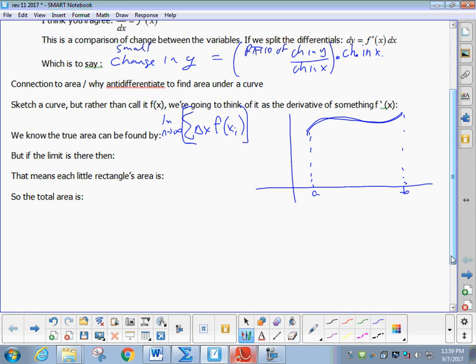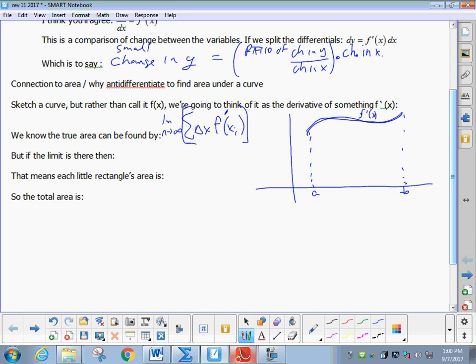So, oh darn it, there's got to be a better way, and here it comes. Instead of calling this f of x, I'm going to say, you know what? It could be the derivative of something. I'm going to call it f prime, and think of it as the derivative. Now if I do that, then the heights would be that f prime value rather than that. Cool? All right.